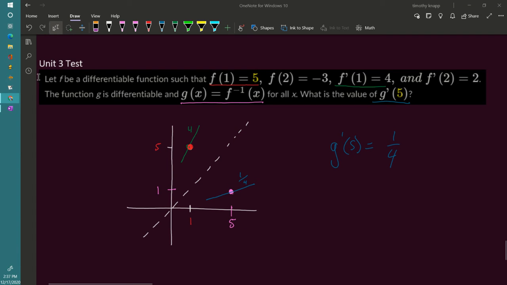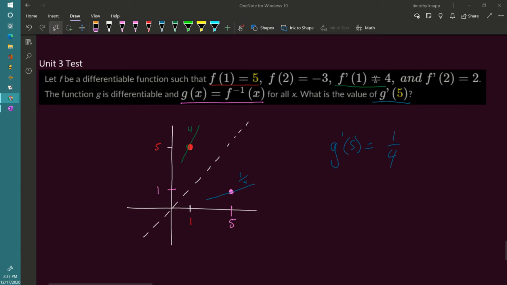Okay, hey, this is: let f be a differentiable function such that, they give you a ton of information here. So f of 1 is 5. So that means we know this red information is that (1, 5) is on f. This one I'm going to skip. They also tell you that f of 2 is -3. Turns out this is useless information.